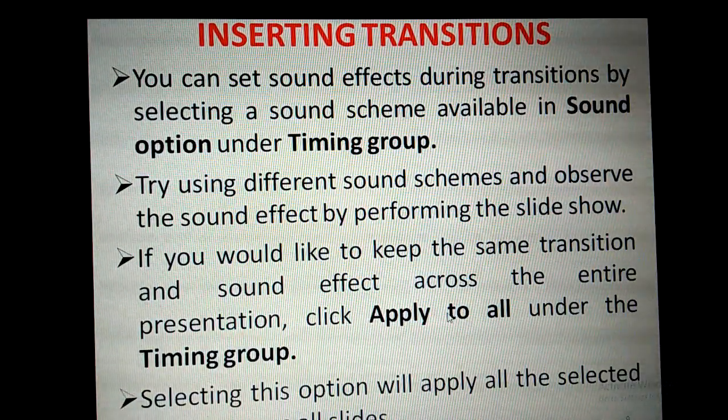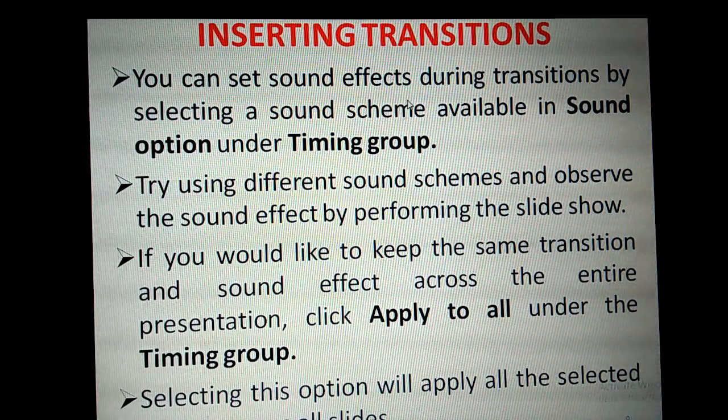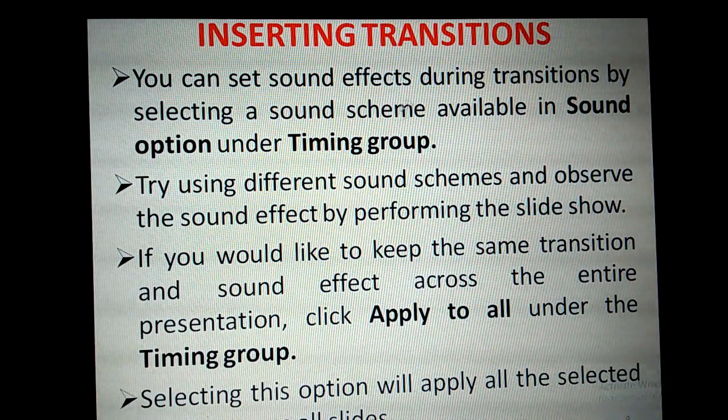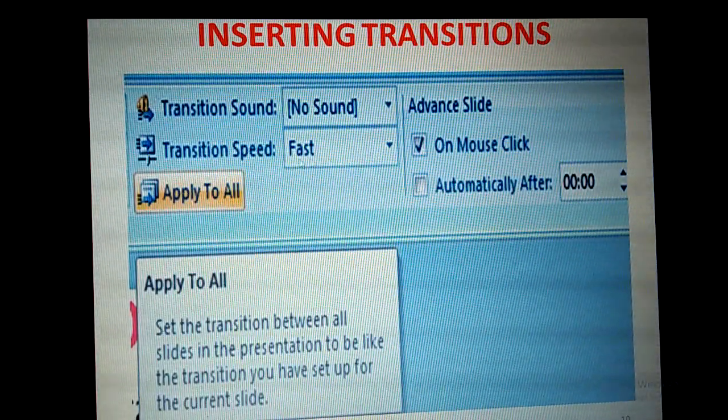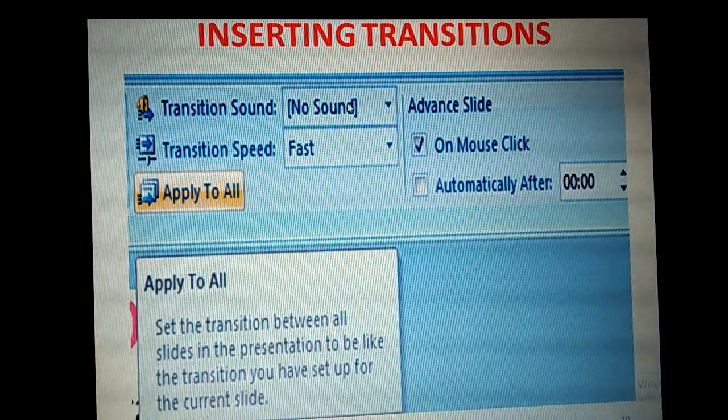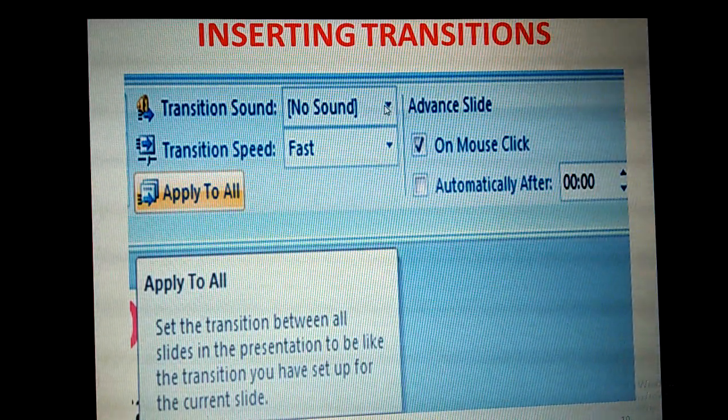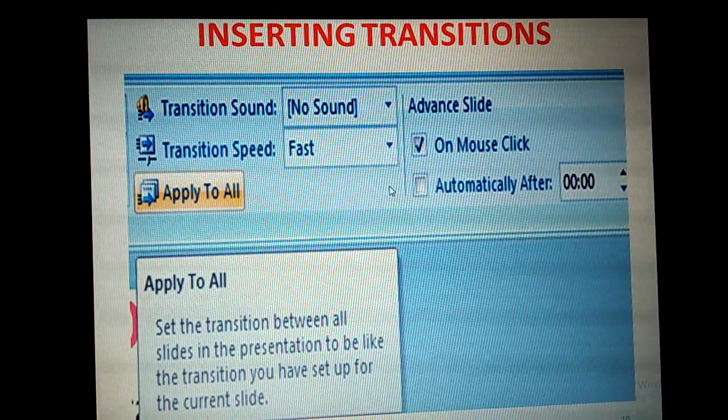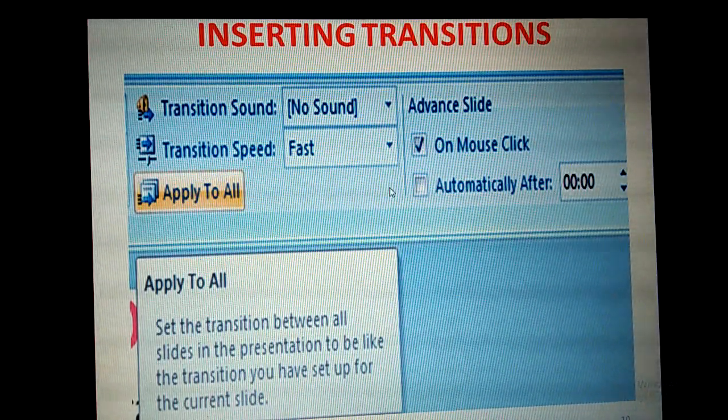Even sound schemes, that is sound effects, we can apply for the slide transitions, by selecting a sound scheme available in the sound option under the timing group. Same timing group, under it we have the sound option. Here the sound option is there. By clicking on the small triangle, it will show the drop down list of all the sound effects. You can choose any sound effect and you can apply.